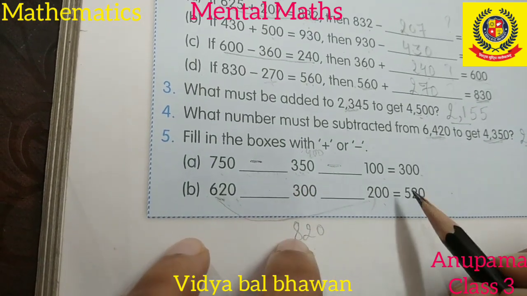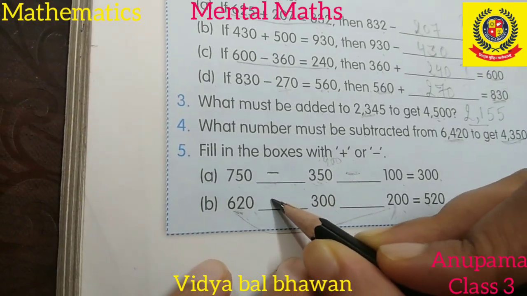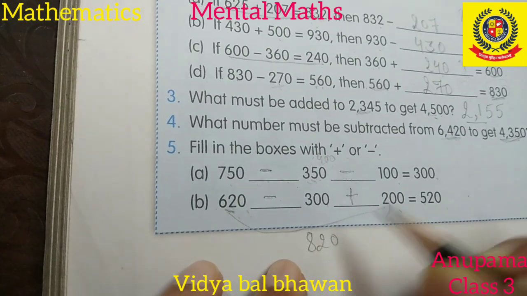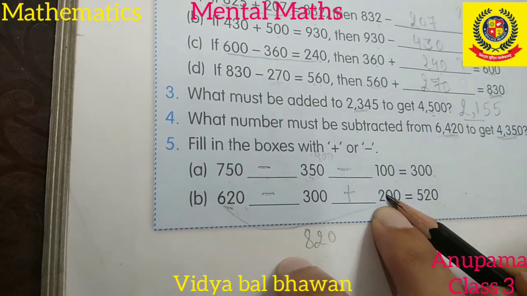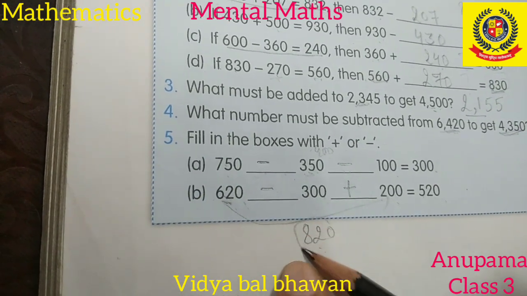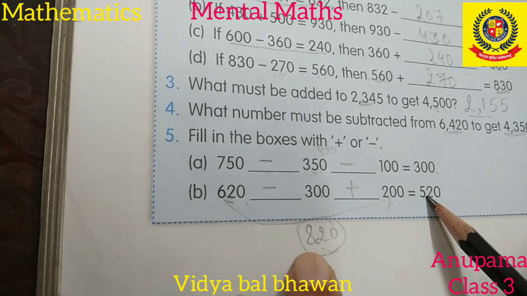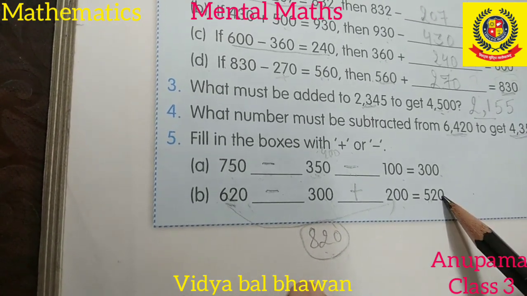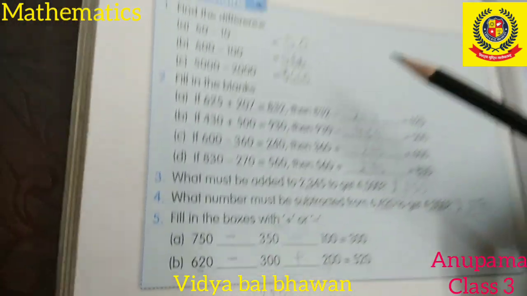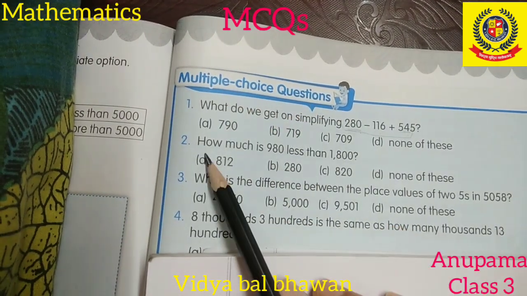We will get 520. So here we put the sign of minus, and here we put the sign of add. Because we add 200 to 620, we get the answer 820, and we subtract 300 from 820, then we get the answer 520. This is the answer. Okay. So we solved the mental maths questions. Now MCQ questions we are going to solve.